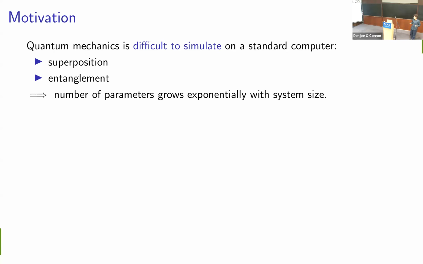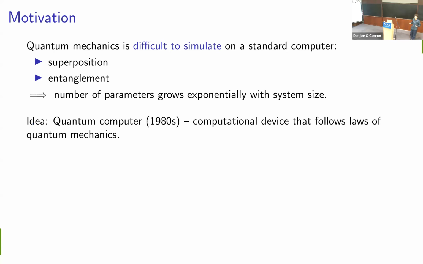Then in the 1980s, people came up with the idea: what if we had a computer that itself obeys the rules of quantum physics? Maybe that would help us simulate quantum systems in general. And that was the start of this idea of quantum computing.